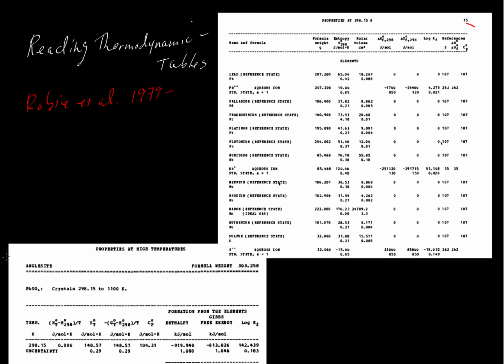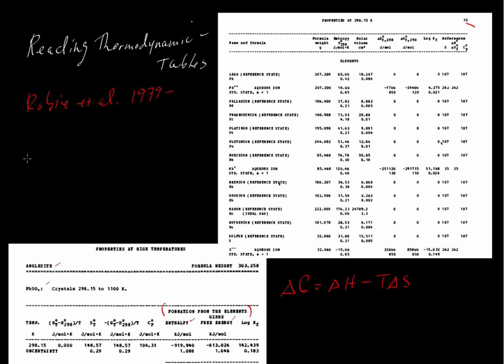I think this is page 329, the listing for anglesite, which is lead sulfate, PbSO4. Now, these tables are giving us data for formation from the elements, the enthalpy and Gibbs free energy of formation from the elements. What we want to do is just check for internal consistency. From another video, we show that delta G is equal to delta H minus T times delta S. We want to show that that's going to work for these values here.